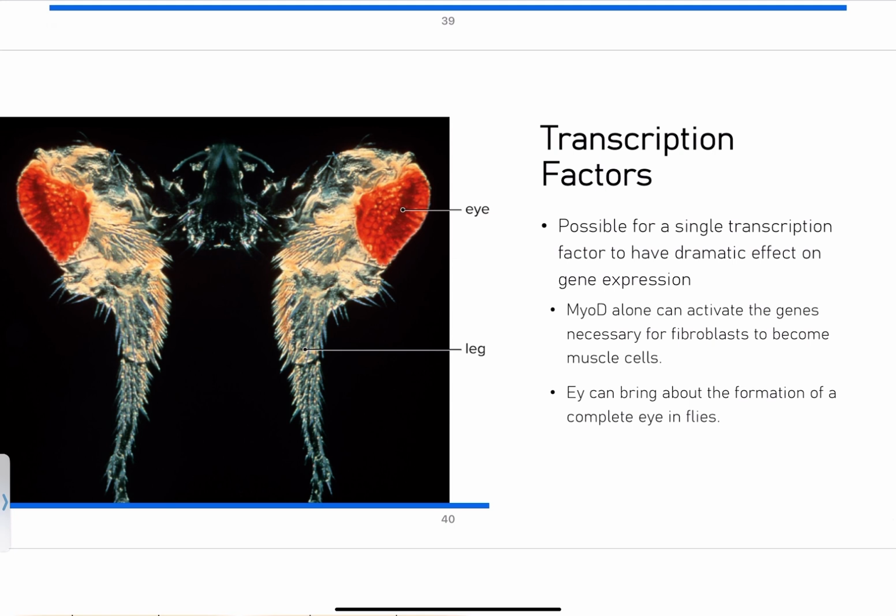So just one transcription factor can actually dramatically alter the cell fate. And one really good example is MyoD, which can activate the entire genetic program that converts fibroblasts into muscle cells. Similarly, we have the eye transcription factors in fruit flies, and these can initiate the development of a complete eye, even in places that don't usually grow eyes, if it was activated.